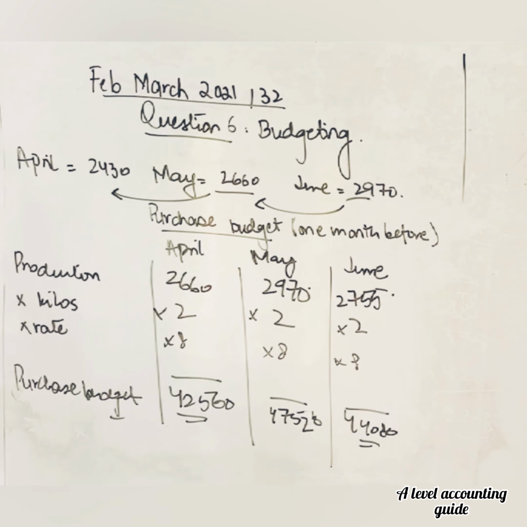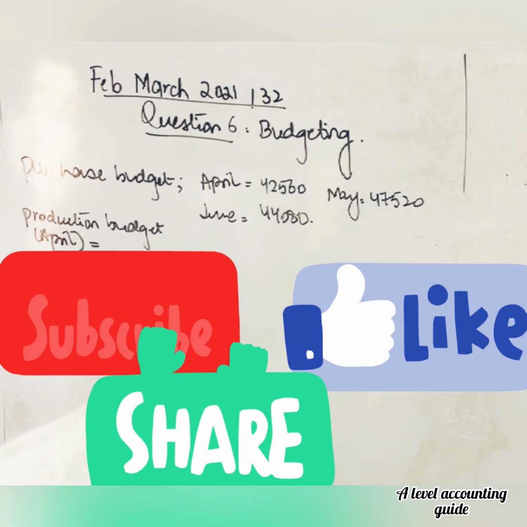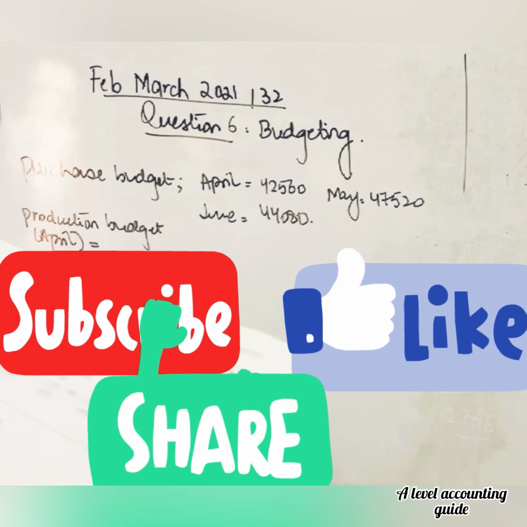So there are proper formats that you need for the purchase budget. It's really easy. The production units into kilos into the rate per kilo, and that is how you do that. Alright, now part D states that you are supposed to calculate the amount to be paid for purchases for each of the months from April to June.